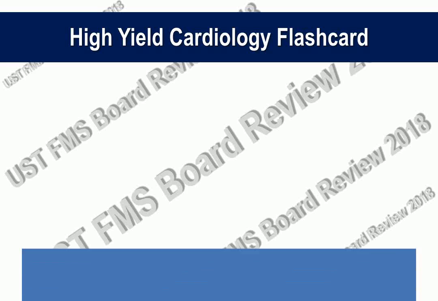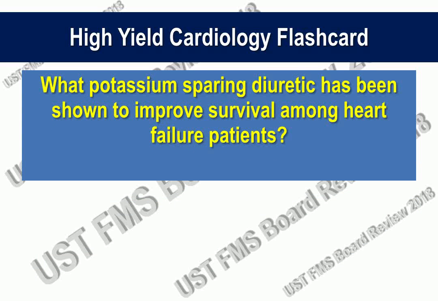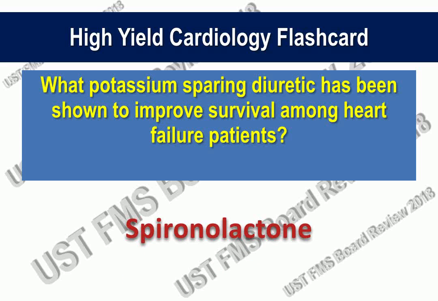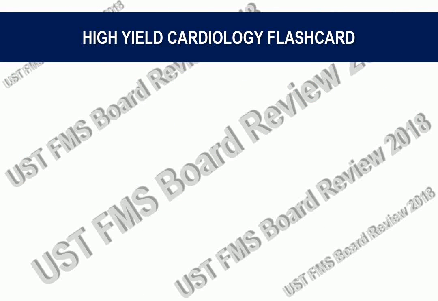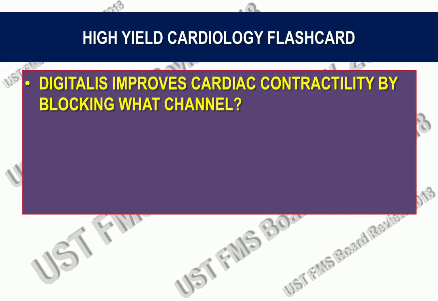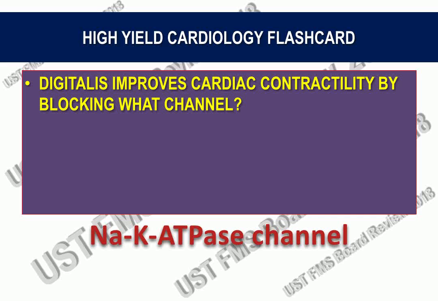Let's go back to a flashcard. What potassium-sparing diuretic can improve survival among heart failure patients? I think I mentioned this earlier. The only diuretic shown to do such would be your spironolactone. Flashcard. Digitalis improves cardiac contractility by blocking what particular channel? So the answer here, if you review your pharmacology, is your sodium-potassium ATPase pump. And that is the mechanism of action of your digoxin.